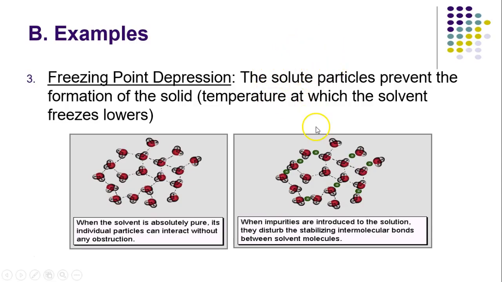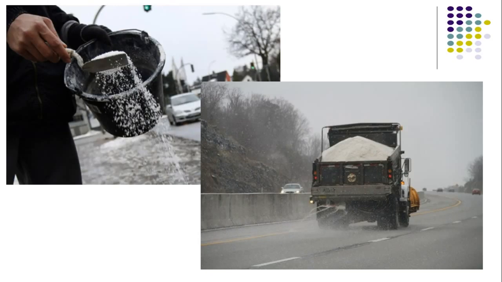So it destabilizes the intermolecular bonds. This is the reason why people add salt to roads. The salt helps to break up the ice on the roads. It allows for the road to be at 0 degrees Celsius and still be the water to be on the road as a liquid instead of ice.